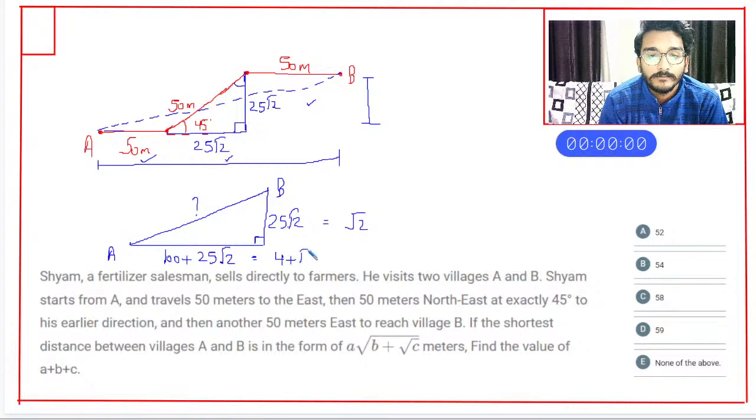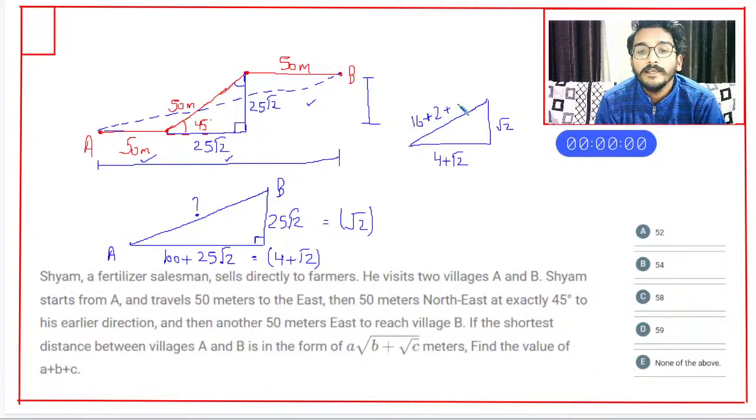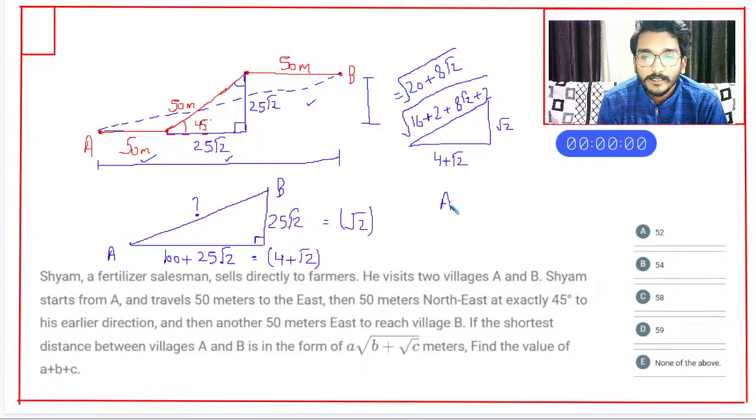So this is the remaining thing: 4 plus root 2 here and 4 root 2 here. I have taken 25 common. So I'm applying the Pythagoras over this 4 plus root 2 and root 2. Let me just apply it. It is 16 plus 2 plus 8 root 2 plus 2, and then square root. How much is it? It is 20 plus 8 root 2, whole square root. So I can clearly say now that AB is how much?